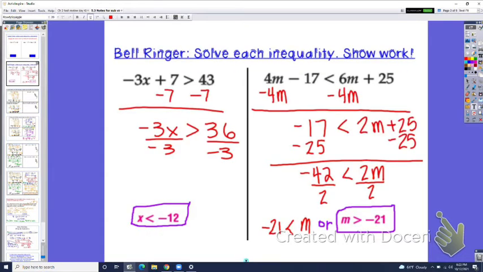So here are your two answers. On the first one, we start by subtracting 7 and then divide by a -3. So you get x is less than -12. So the sign does flip on that one. On the one on the right, there are 4 different ways to start it, but I started by subtracting 4m on both sides, which meant that I had to subtract 25 on both sides and then finally divide by 2. So your answer could either be -21 is less than m, or m is bigger than -21.